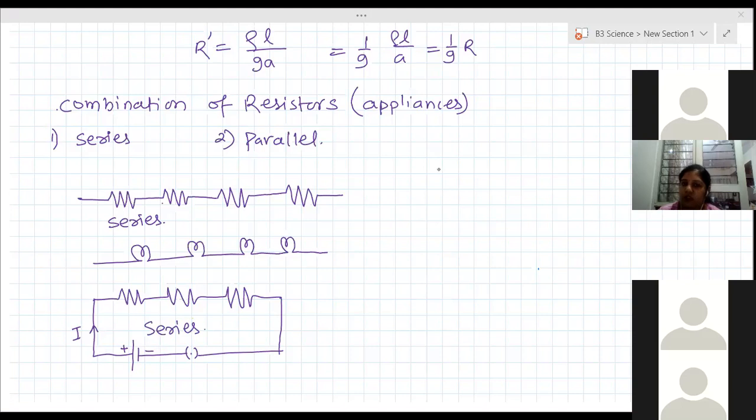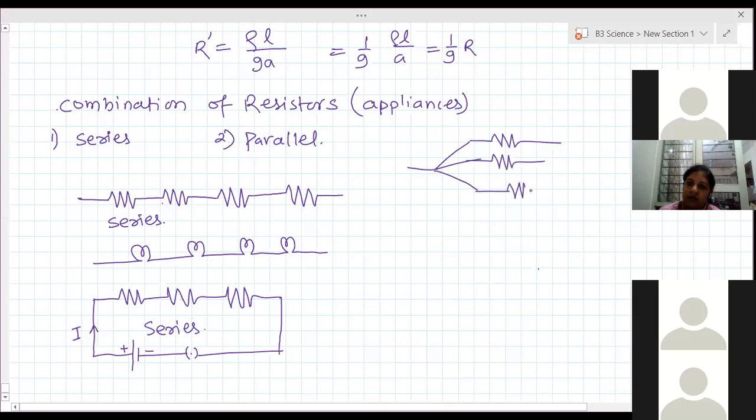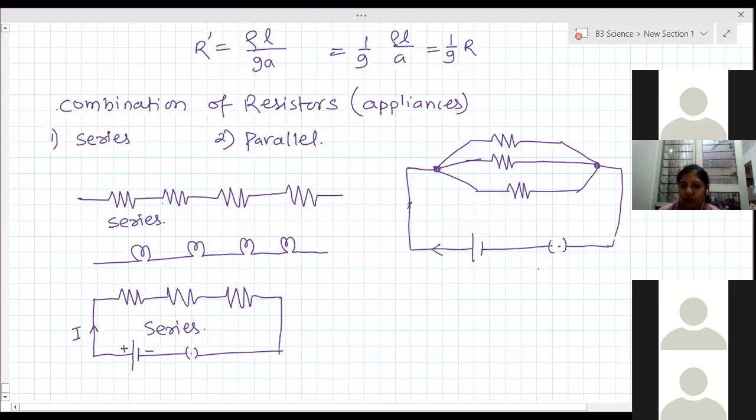So here the devices are connected like this. One device, second device, third device. All have been connected separately. They are combined here and then they are connected separately to the battery. So from here current flows. At this point, current has three different paths to flow. So the current value gets divided.